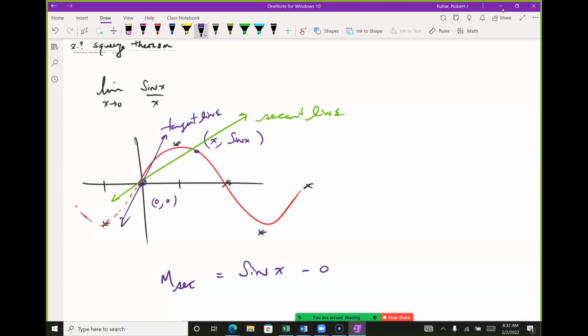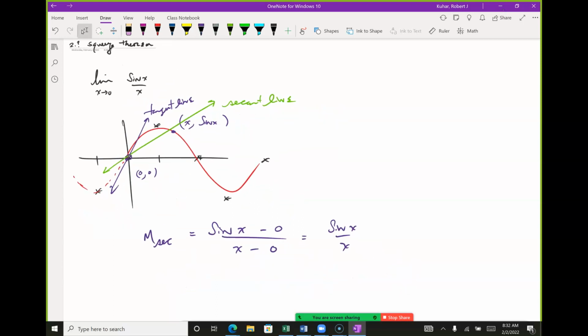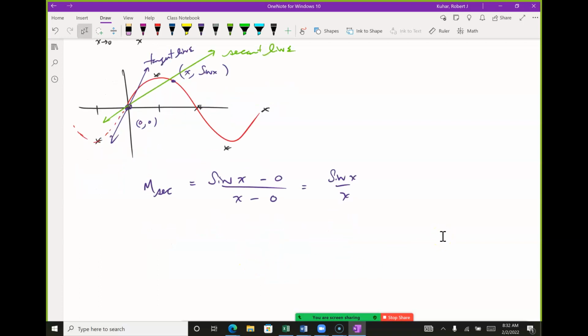So sine x minus 0 over x minus 0, which of course you notice is our function that we're interested in, sine x over x, right? So this particular function, as x is getting closer and closer to 0, will give me the slope of the tangent line, right? Yes, you with me? Nice. So what would be my secant line?